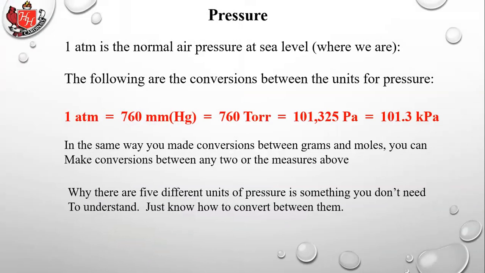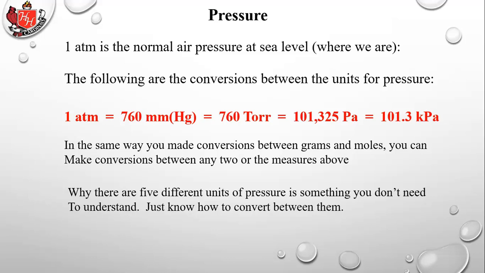So 1 atmosphere is the normal air pressure at sea level, where we are. So what you're feeling, the pressure that you feel on your body, and you may say you don't feel any pressure, but there's actually a substantial amount of air pressure on your body. That is considered to be 1 atmosphere because we are at sea level. The following are the conversions between units for pressure. So these are all what you feel at sea level, just measured in different units of measure.